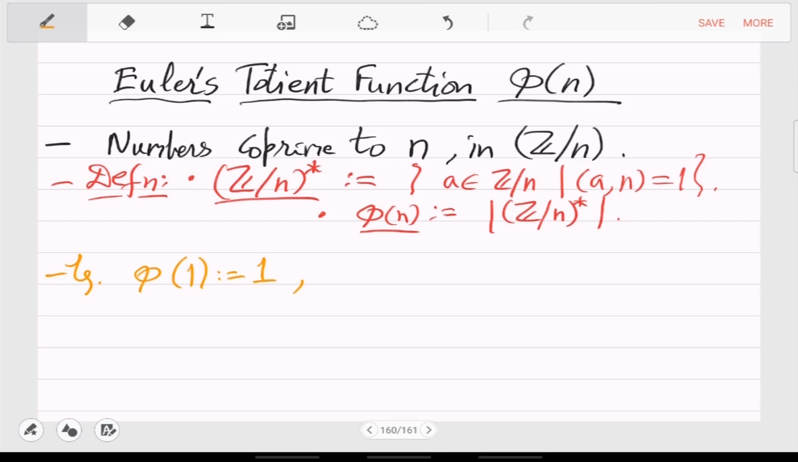Well, okay, from the definition also it's fine. Z/1 has only 0, and there is some anomaly there. So we say that phi of 1 is by definition 1. But what is phi of 2? This follows from the definition. So phi of 2 is 1, right? Because you look at 0 and 1, the only thing co-prime to 2 is 1. So there is only one element, and so on.